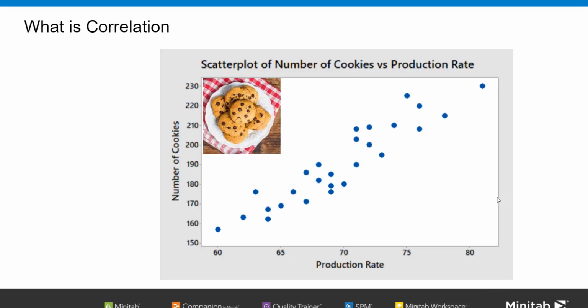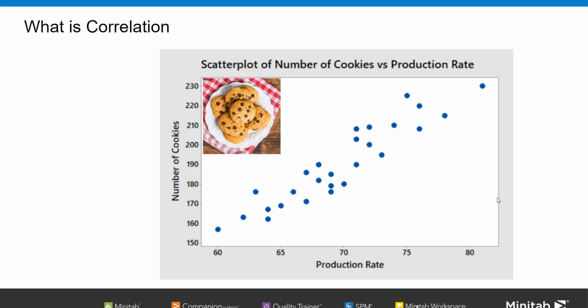In our last webinar, you might remember that we understood about correlation. Now correlation is how two variables are correlated and how they vary against each other. Here you can see the number of cookies versus the production rate. As the number of cookies increases, the production rate increases. We also learned about positively and negatively correlated data.